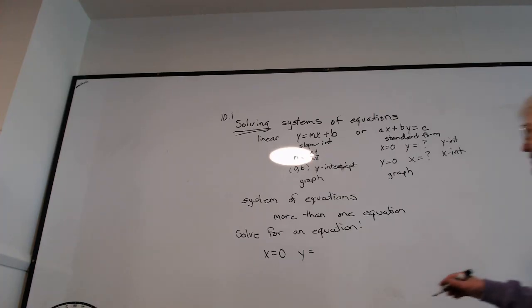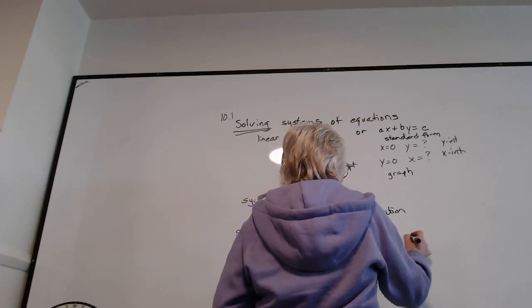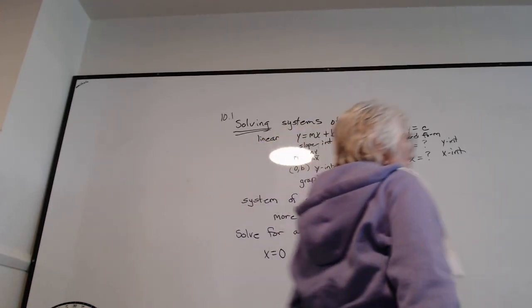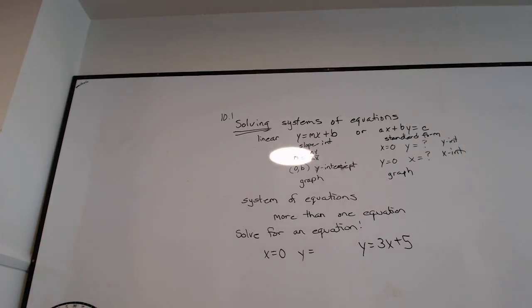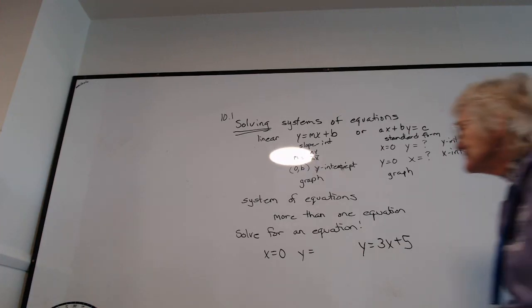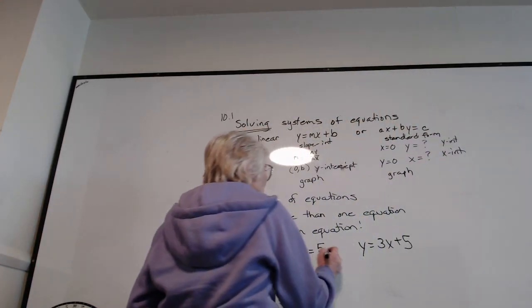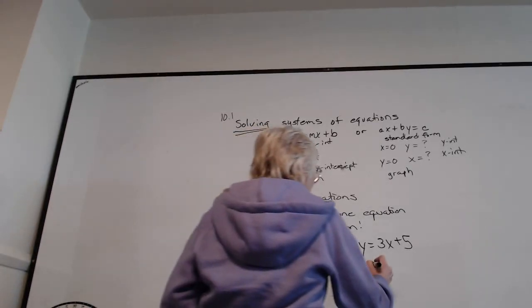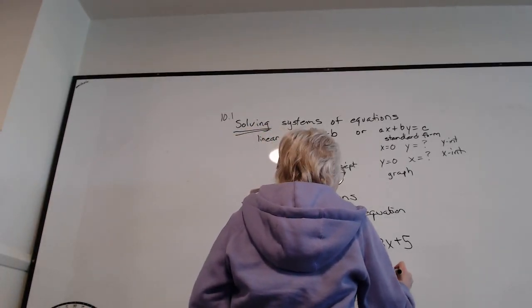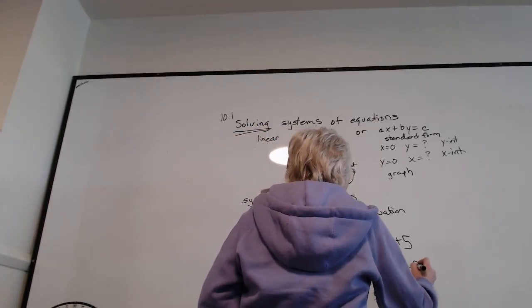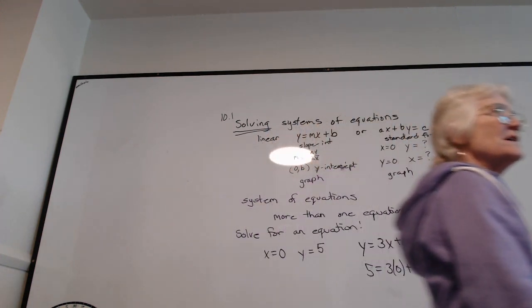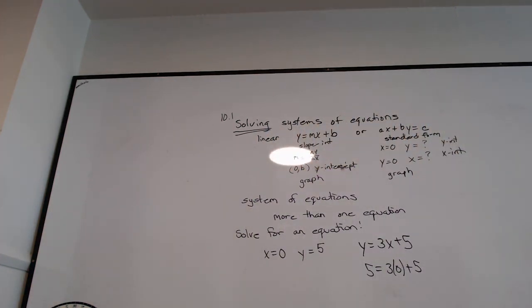Okay, let's start here. If I say y equals 3x plus 5, and I put 0 in for x, what am I going to get? 5. Why do you know? Because anything times 0 is 0. So if I plug these points back in, 5 equals 3 times 0 plus 5, what happens? Is that a true statement? Yeah. Will all points that are on that line make that equation true?